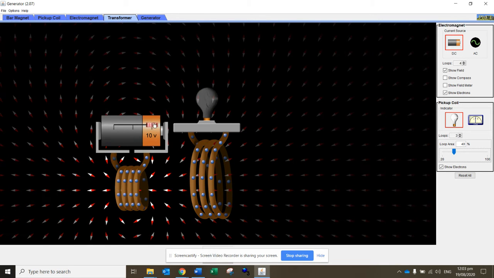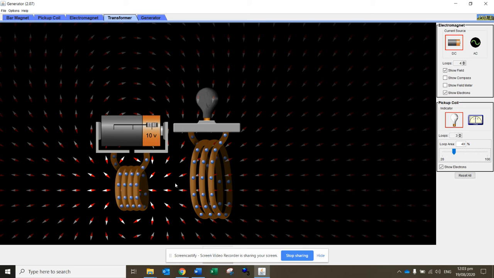And when there's a change in flux that is linking the loops of the second one, there's a voltage that's induced in the second coil. And this is what we call mutual inductance. Okay, and the letter for this is M, and this is the principle on which the transformer works.